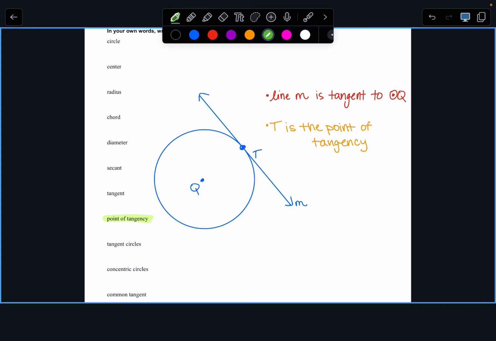All right, fun fact. A line tangent is always going to be perpendicular to the radius. So if I draw the radius from Q to T without it being marked, I know that this is a right angle.